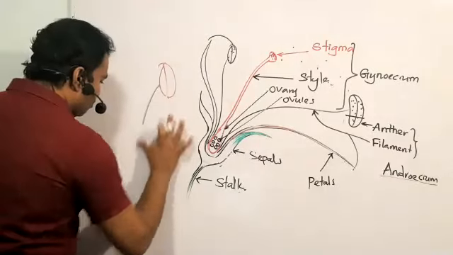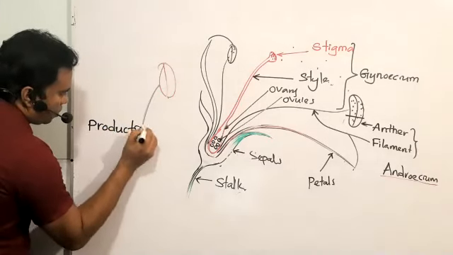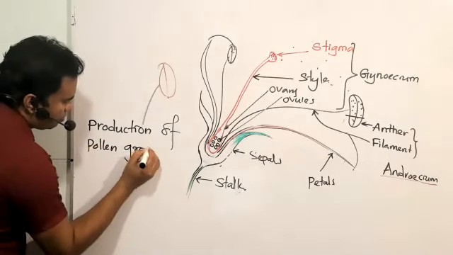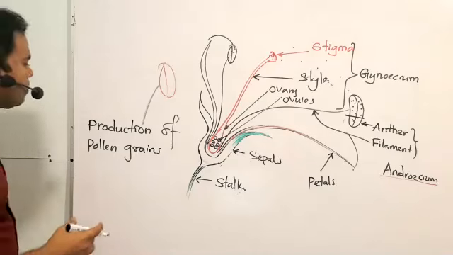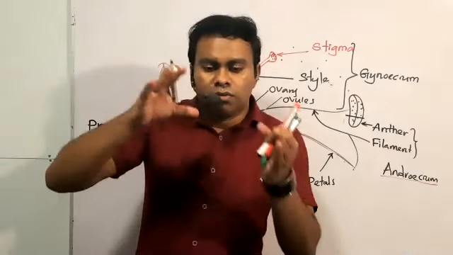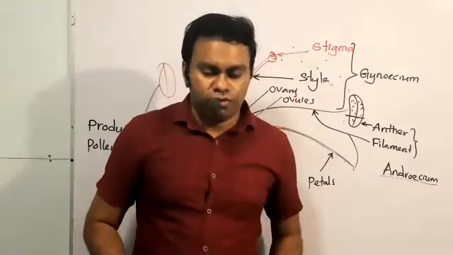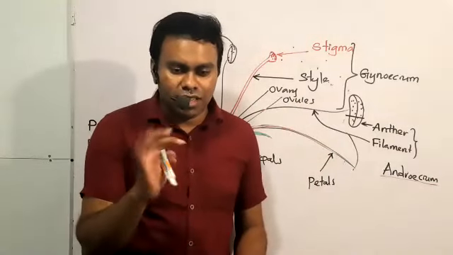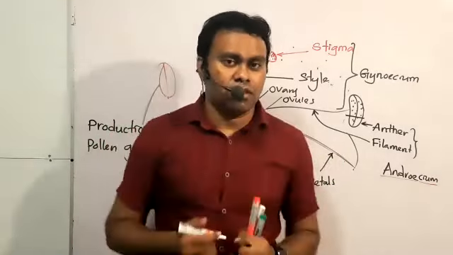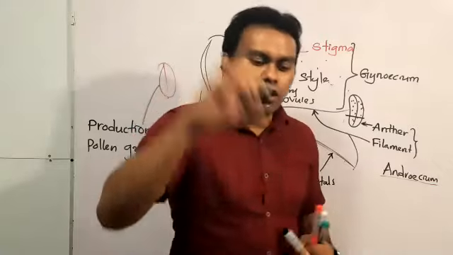Production of pollen grains. Pollen grains means, in Sinhala we call that purusha janmanu, birth cells. Janmaya means birth. Anu means molecules, small. Janma anu.